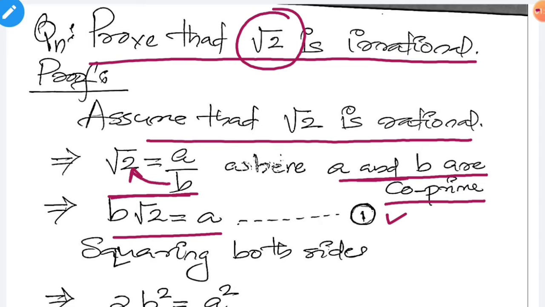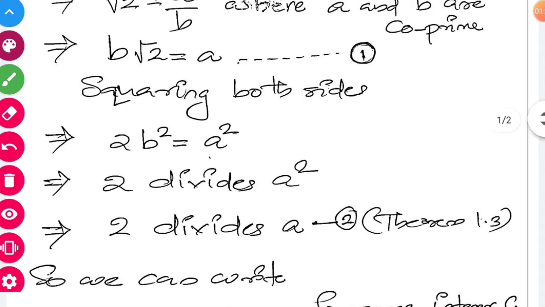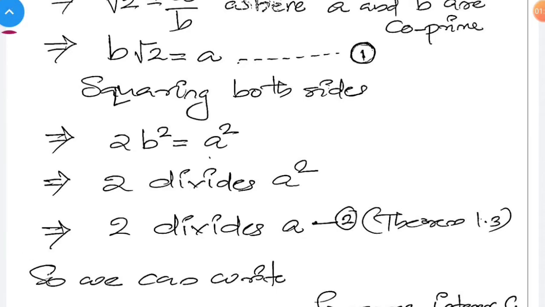Now squaring both sides. We have b root 2 equal to a. If we square both sides, b square times root 2 square, which is 2, so it will be 2b square on the left side, and a square on the right side. 2b square equal to a square.